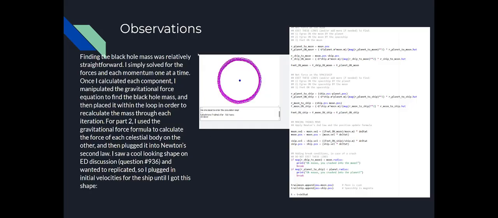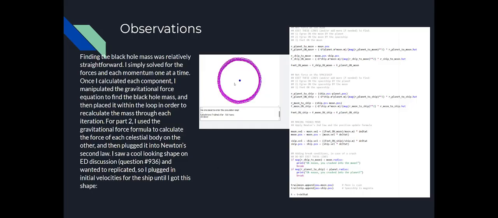For part 2, I used the gravitational force formula to calculate the force of each celestial body on each other. This is this right here. So force of the moon on the ship, force of the planet on the ship, force of the ship on the moon, force of the planet on the moon, just that kind of stuff. And then see how they reacted to each other.